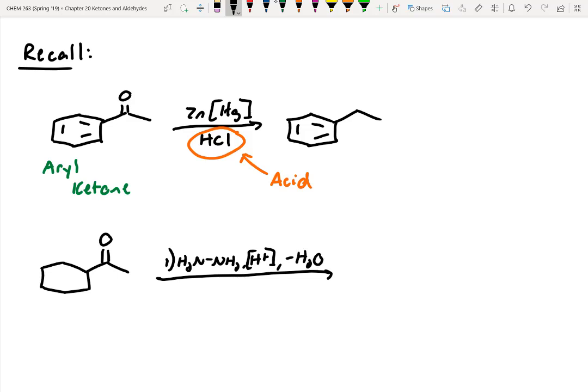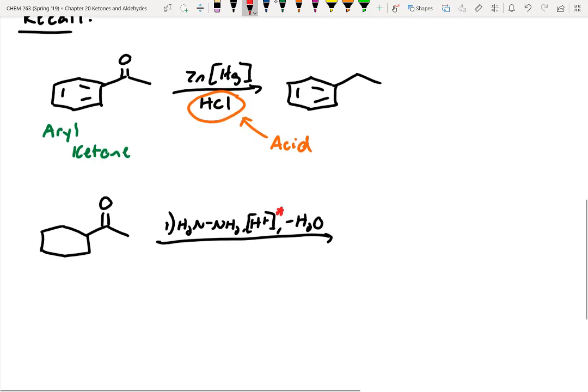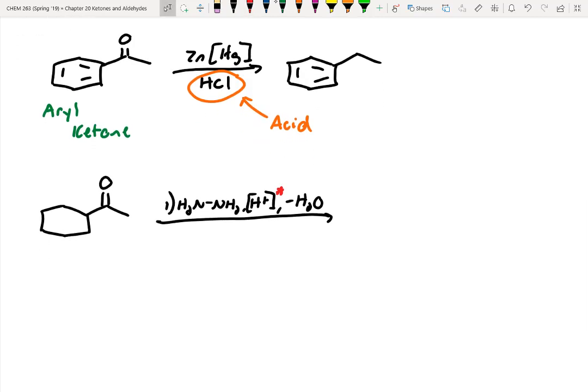We did this, and if you remember, this had to be pH controlled, so I like to show a little star underneath it to say that it's not just any regular acid, it's actually under buffered conditions. So in that first step, we made an imine, and in the second step, we can treat this with sodium hydroxide, water, and heat. And we can accomplish the same sort of thing where we get rid of the double bond.